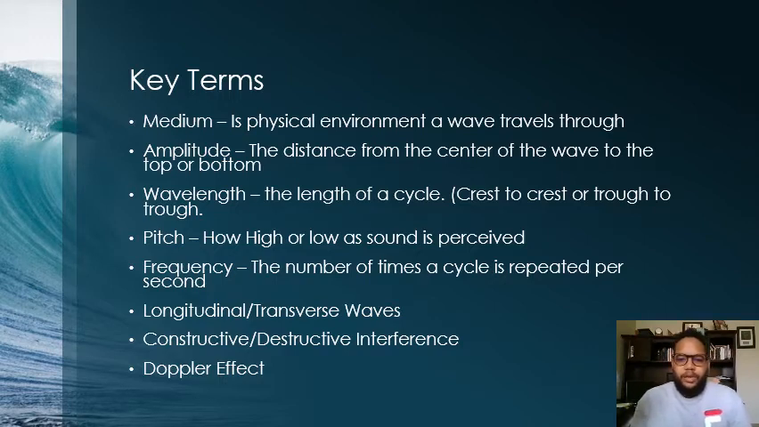Amplitude is the distance from the center of the wave to the top or the bottom, which we're going to get into. Wavelength is the length of a cycle, either crest to crest or trough to trough. By the way, if you don't remember what a crest is, it's the top of a wave, and the trough is the bottom of a wave. Pitch is how high or low a sound is perceived. So a high pitch goes hee, low pitch is low. And frequency is the number of times a cycle is repeated per second.